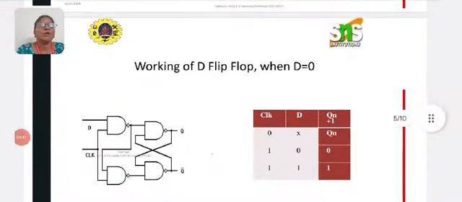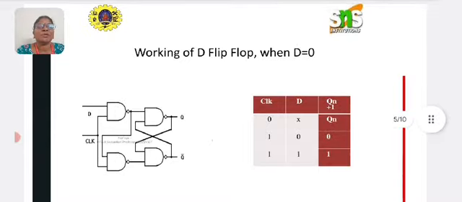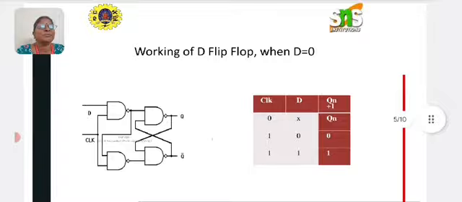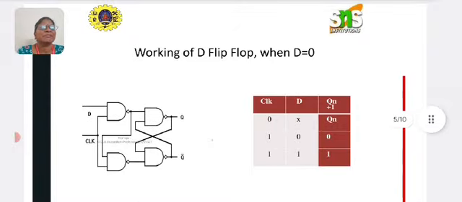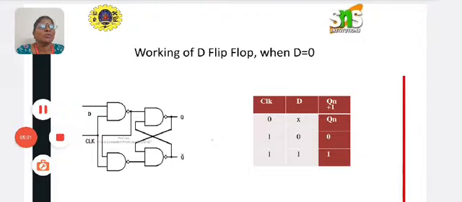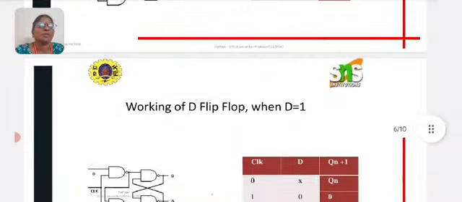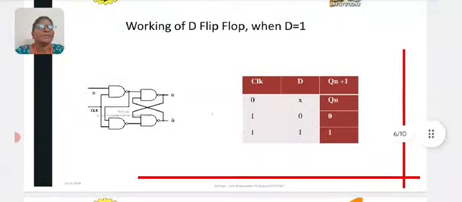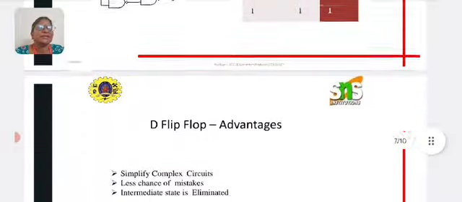So the working of D flip-flop is the same as what we said previously. This is the circuit diagram, and whatever you give in the D input, the same will be received in the output. If your input is 0, your output Qn will also be 0. If your D input is 1, your output will also be 1. It is the same working of D flip-flop, same table and circuit diagram.